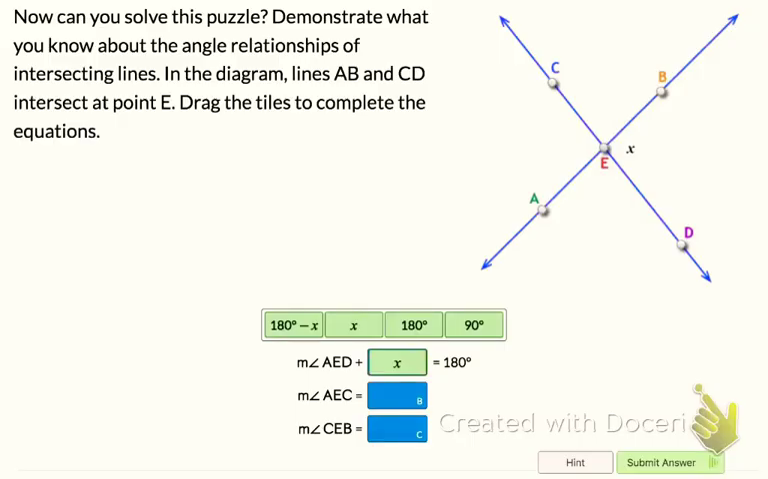So now let's look at this second one. We've got the measure of angle AEC is equal to what? So when we look at our choices up here, we've got that BED is equal to X degrees. But we know that because of vertical angles, if BED is equal to X, then CEA is also equal to X degrees. But the only other choices that they leave us are 180 minus X, just 180, or 90.